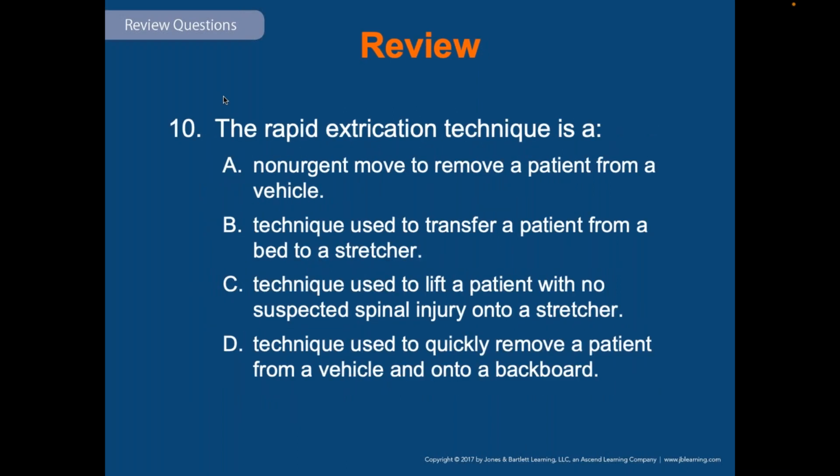So number 10, the rapid extrication technique is a D, technique used to quickly remove a patient from a vehicle.